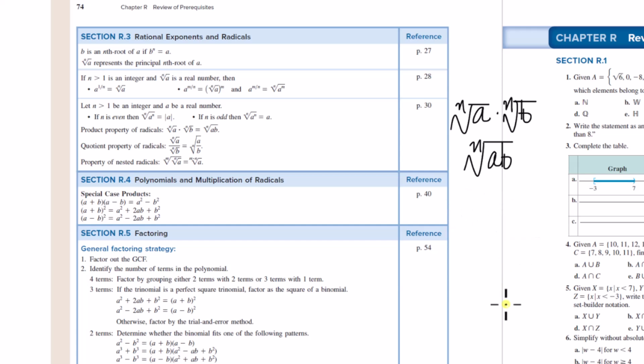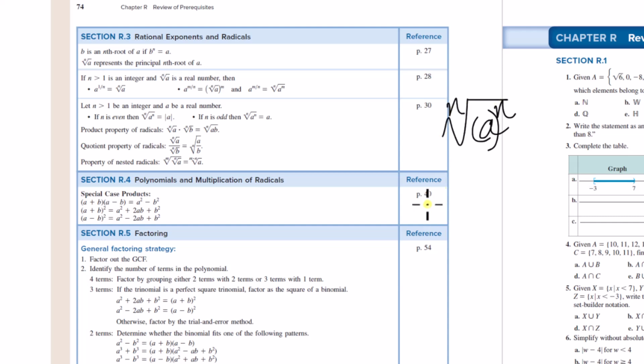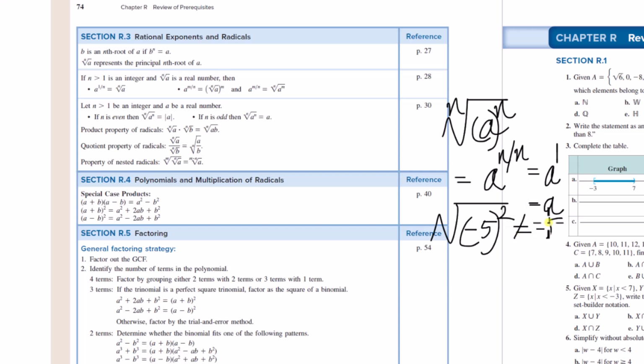Okay, but now one of these properties was a little bit tricky. It was the fact that if you have a to the power n, and then the principal nth root of this, but n is even. If n is even, well then, based on the definition of rational exponents, you could write this as a to the n over n. So n over n is 1, you get a. However, this is not correct, because if, for example, a was minus 5 and n was 2, well, this is not equal to minus 5, this is equal to 5.